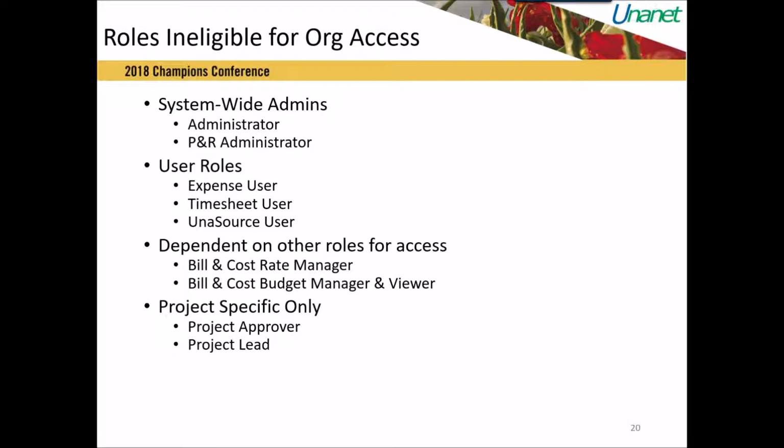All right, so our roles that are ineligible for org access here, so we've got the admin and P&R admins, those aren't going to give us options for org access. Our user roles, those aren't defined by org access. We kind of touched on bill rate, cost rate managers, bill and cost budget managers and viewers. Those are dependent on other roles for access, so you won't see org access capabilities for those, and then our project specific roles such as the project approver and project lead would not have org access.